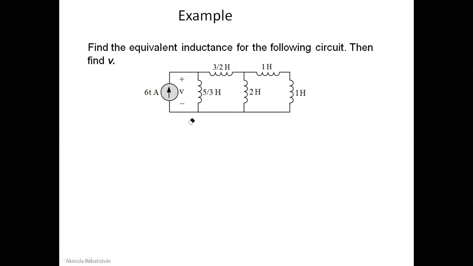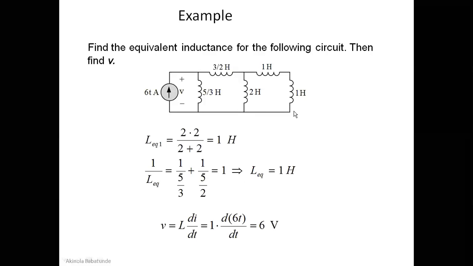Let's see how that plays out. All right, so here it is. So our L equivalent for this other side here is 2 times 2 over 2 plus 2, that is 1 Henry. When you do that, you put 1 here, you have 1 plus 3 over 2 is 5 over 2. So you can see we have 1 over L equivalent is 1 over 5 over 3 plus 1 over 5 over 2. That would also be equal to 1. Wow, okay, so that is also equal to 1. So if you have these, that simply means that when you find the equivalent of all of this, it is going to be 1. So L equivalent is going to be 1 Henry.